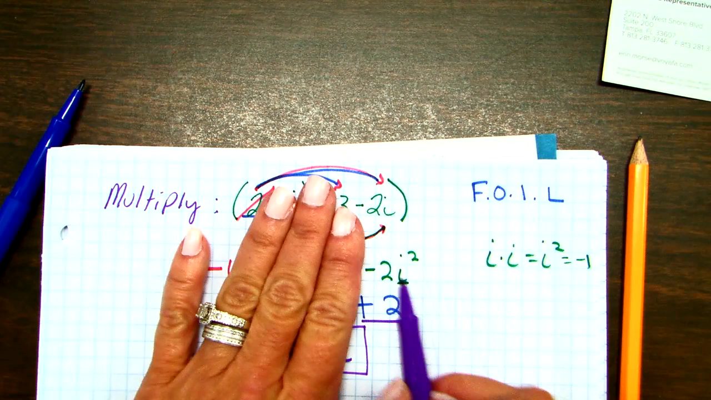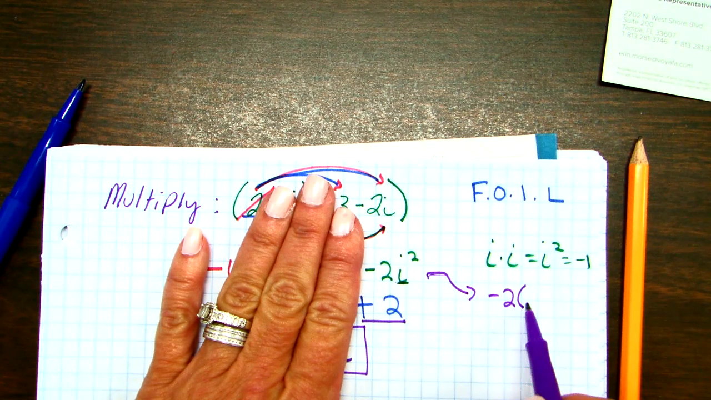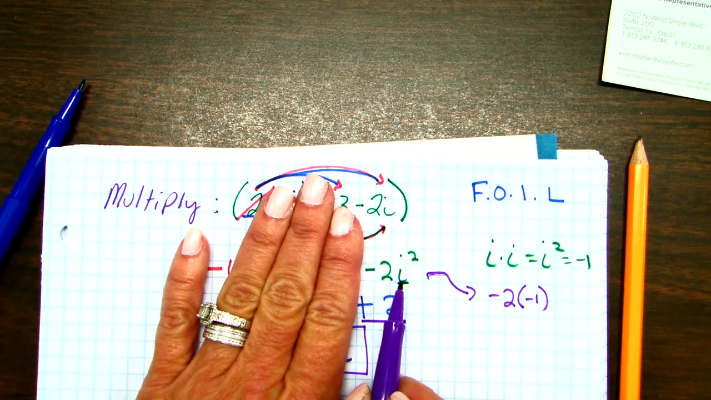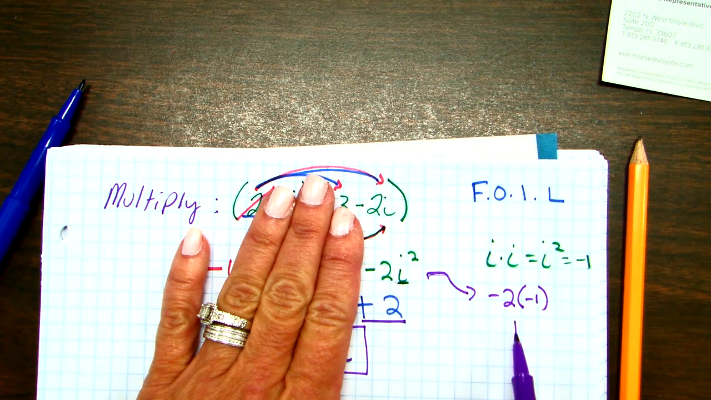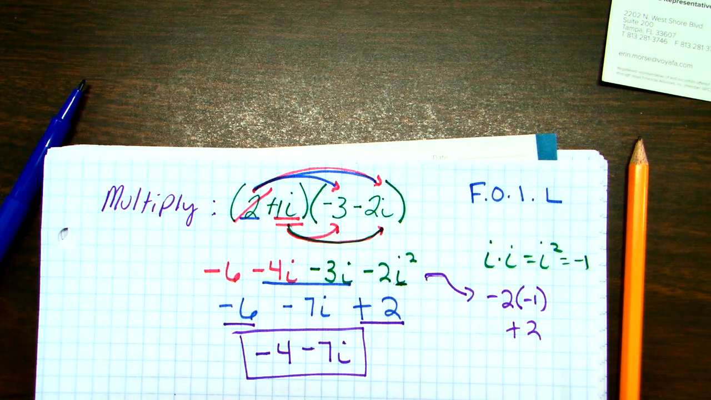Okay? Because i squared is negative 1. So I have negative 2 times negative 1, which equals positive 2. A negative times a negative is positive.